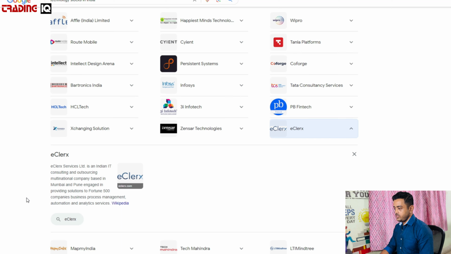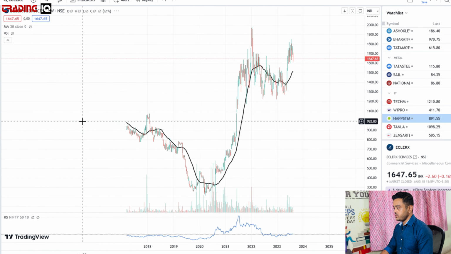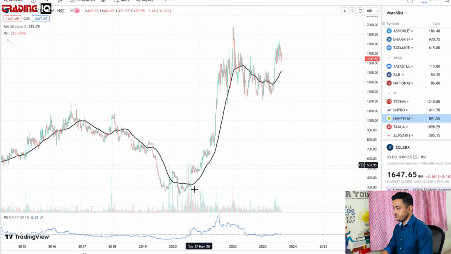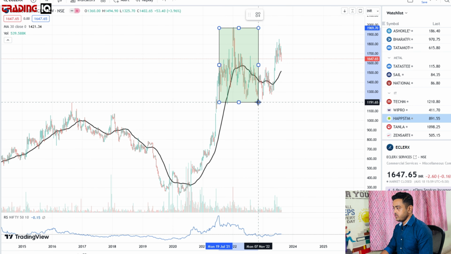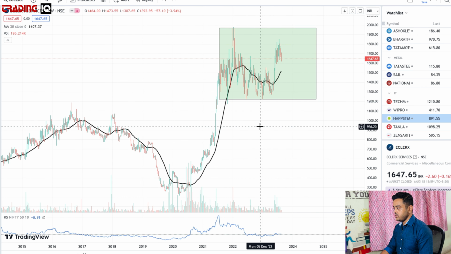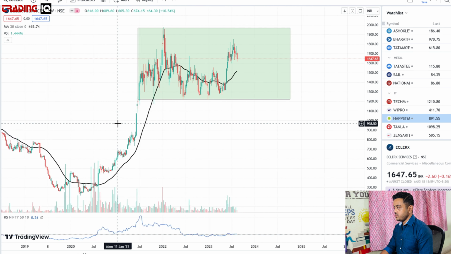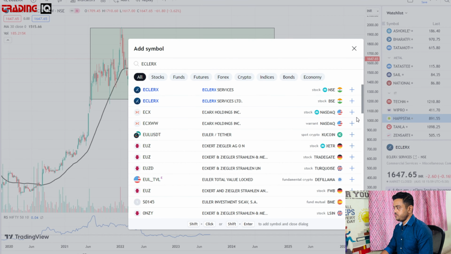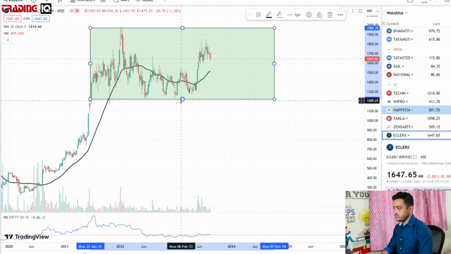E-Clerks, wow, it's an Indian IT consulting and outsourcing multinational company based in Mumbai and Pune. Okay. Let's see what it is doing right now. Cool. And it has this huge surge post-pandemic, and now it is in stage 3. It is in clear stage 3. Sure. I'm going to add this to the watch list because it is in stage 3. You see it's clear.